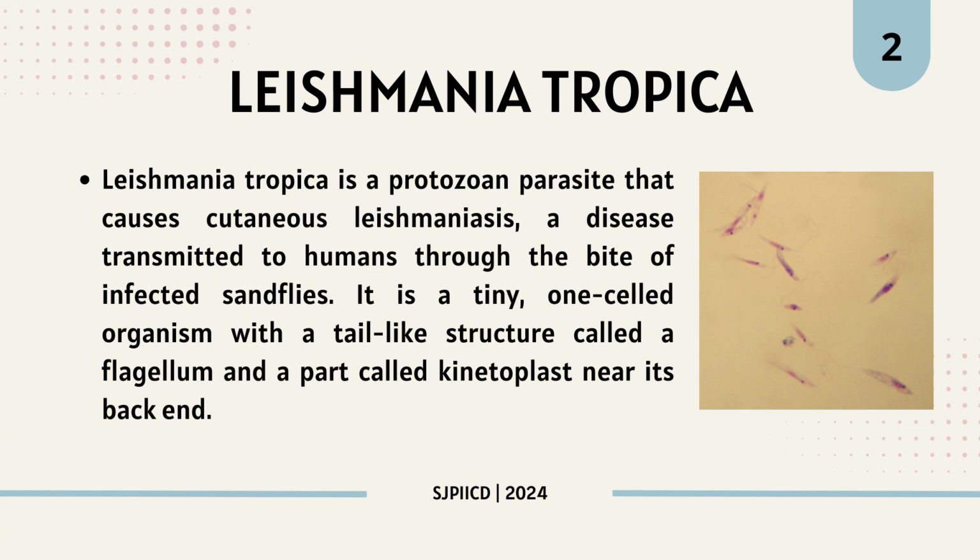Leishmania tropica. Leishmania tropica is a protozoan parasite that causes cutaneous leishmaniasis, which is a disease transmitted to humans through the bite of infected sandflies. It is a tiny, one-celled organism with a tail-like structure called a flagellum and a part called kinetoplast near its back end, like what you see here in the picture.